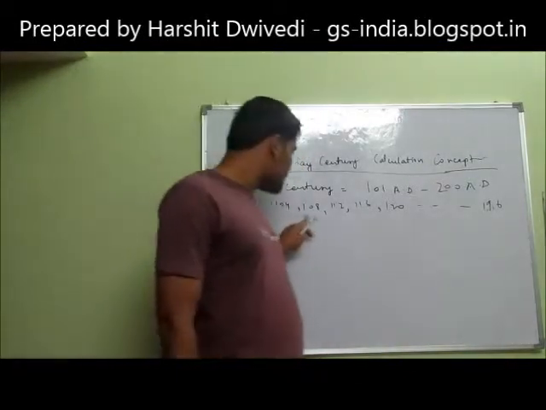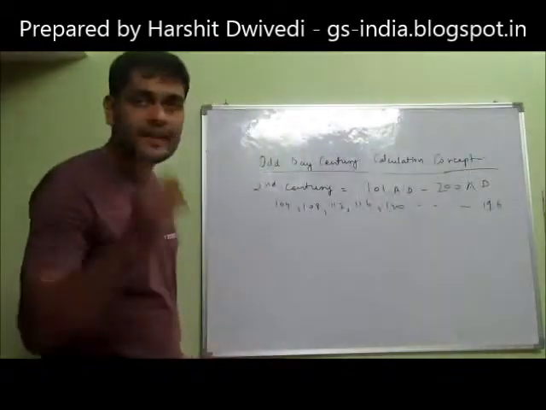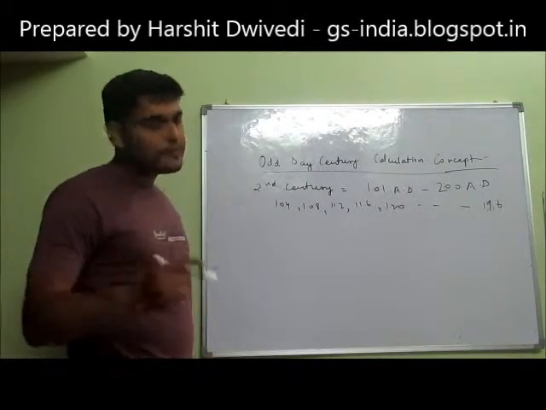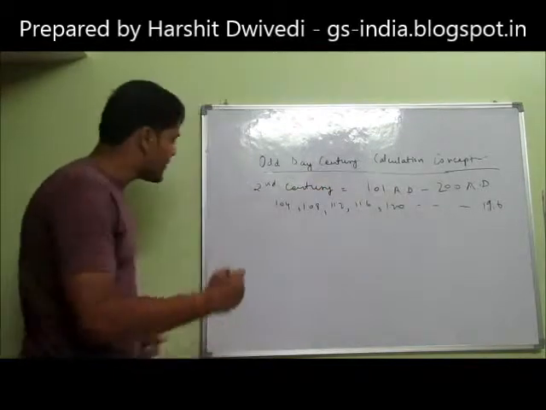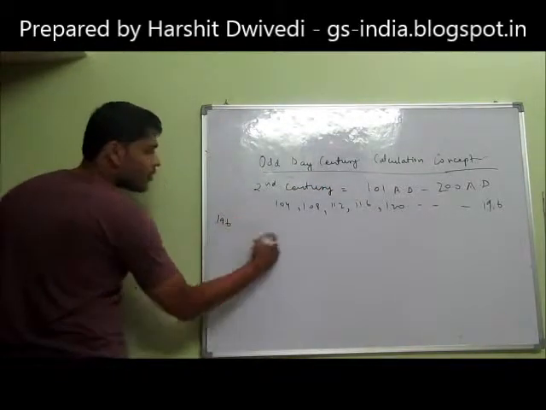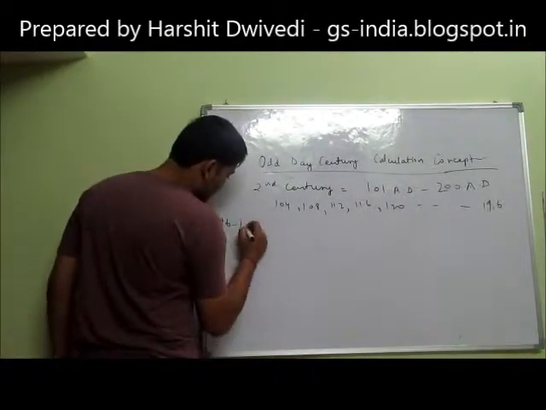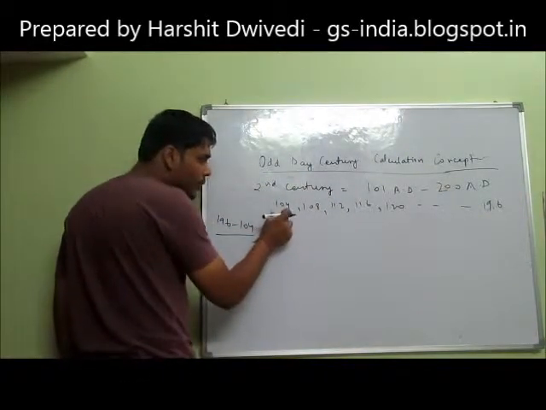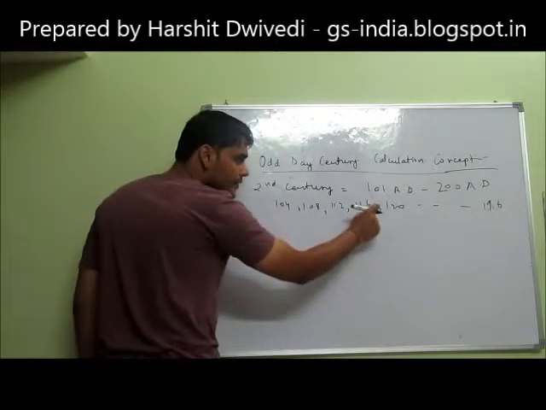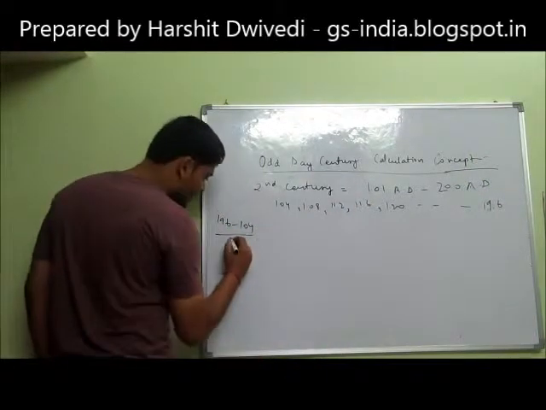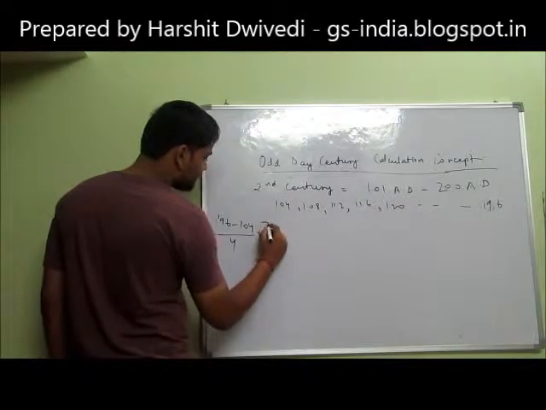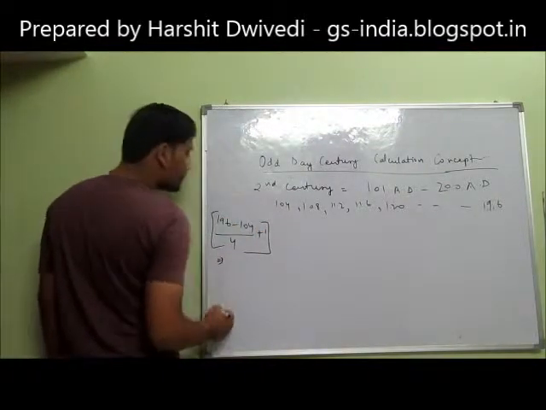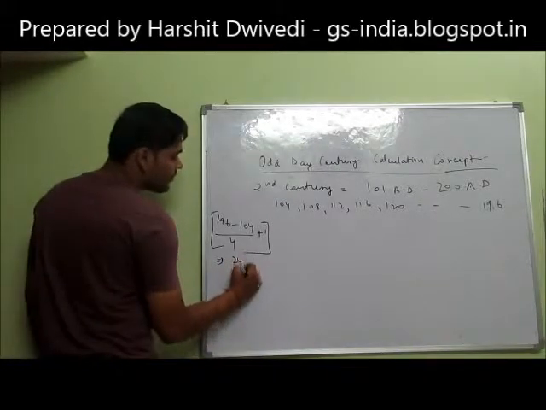So I have to calculate how much is this? 104 to 196, again the same method. Final term minus initial term upon common difference plus 1. What is the final term here? 196. What is the initial term here? 104. Upon common difference. What is the common difference? 104, 108, 112, 116, 120. 4 is the common difference. So 4 plus 1. How much will this come out as? It will come out as 24.